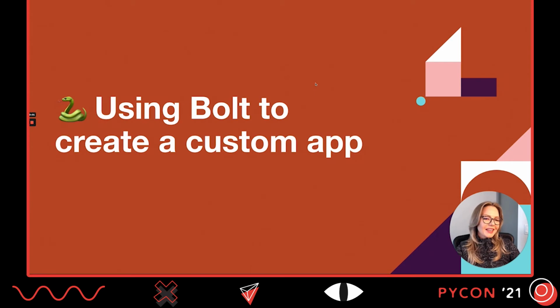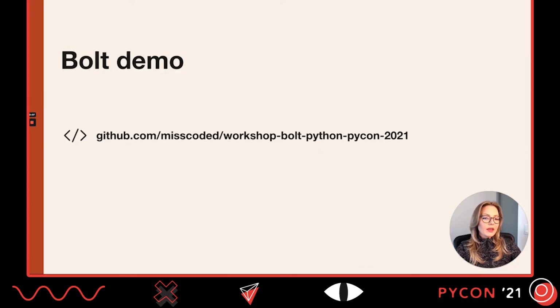Thanks, Shay. All right, let's dive into the demo and see how we can use Bolt for Python to create a custom Slack app. The code that I'll be working through today is located at the GitHub repository listed right here. So if you don't already have it, we definitely recommend pulling it down. And without further ado, let's go ahead and get started.